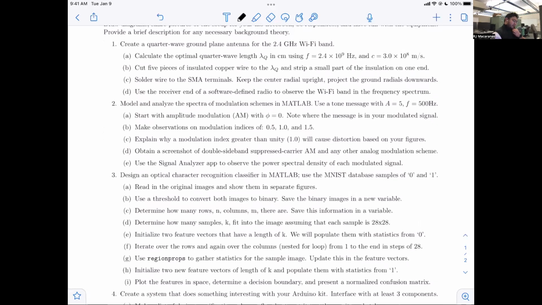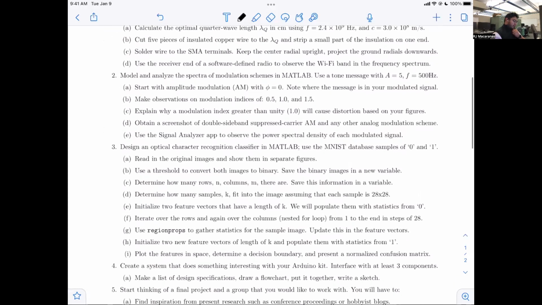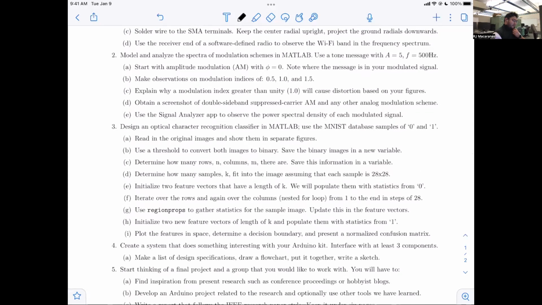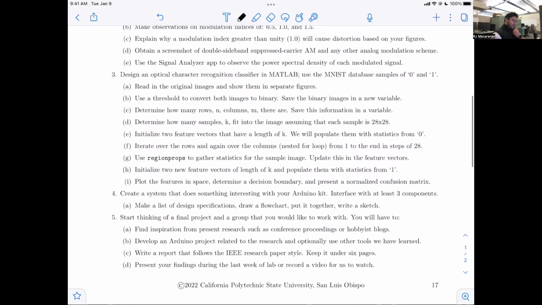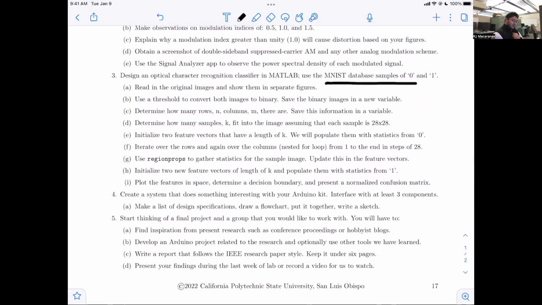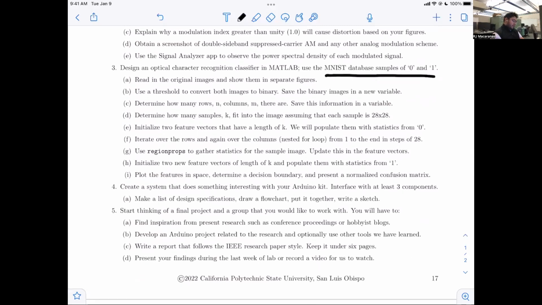Then we're also going to be looking at the spectra of different modulation schemes in MATLAB. And then we're going to be designing an optical character recognition classifier, also in MATLAB, using this MNIST database. I've got those files posted on Canvas as well. It gives you the instructions on how to get that set up, but I've also provided an example on Canvas.